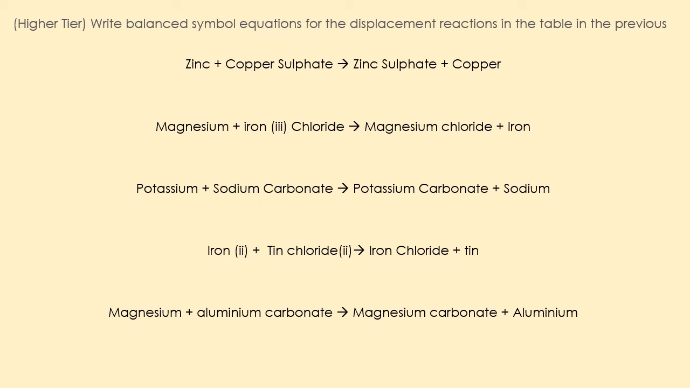There are a few that I'll need to give you just for a bit of help. Copper sulfate is CuSO4. Iron 3 chloride is Fe2Cl3. Sodium carbonate is Na2CO3. And tin chloride, SnCl2, and aluminium carbonate, Al2(CO3)3. Hopefully that should be all you need to help you do it. You will need your periodic table to work out the charges on your ions. I've given you a few of them there as well to help out. So please pause the video now to complete the balanced symbol equations.